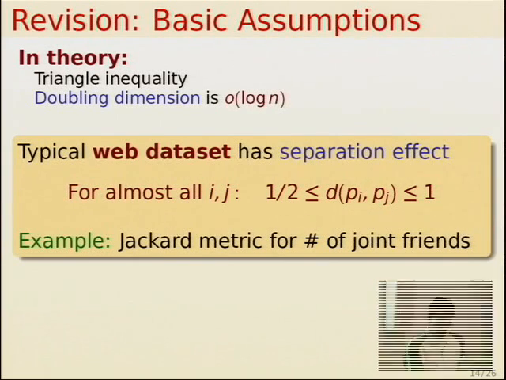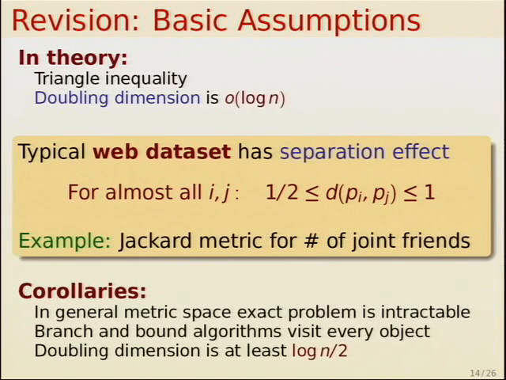And this breaks most algorithms, because in particular, doubling dimension for this case is very close to the maximal possible. For any data set, doubling dimension is at most log n. It cannot be more than log n. So here it would be log n divided by 2. So it's almost as bad as possible.